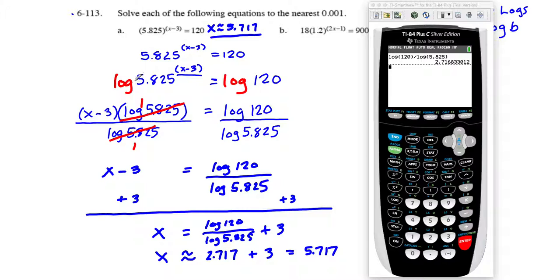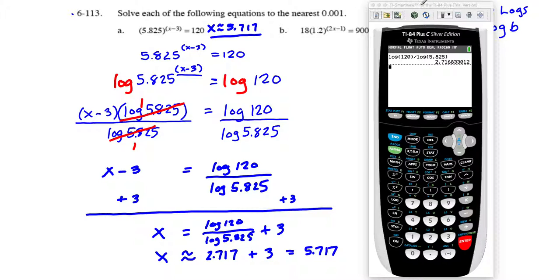So just a quick recap on that one there. Because our variable's in the exponent, we can help get it out by taking the log of each side. And remember, it doesn't matter what log we use. We could use log base 2 as long as we did it on both sides there. We could use log base 3. We just use the log because that's the easiest one to type on the calculator and the fastest.